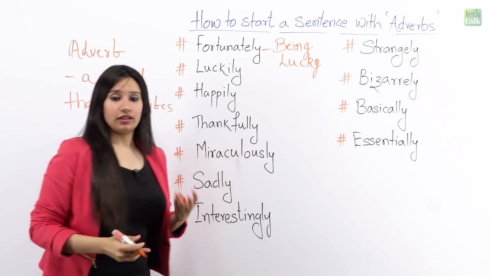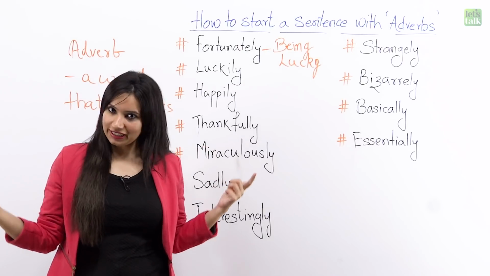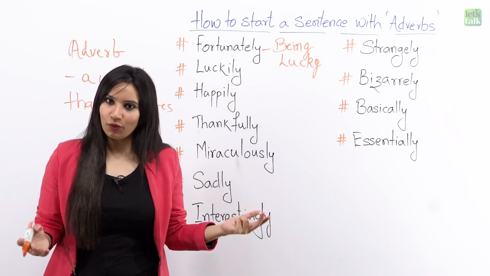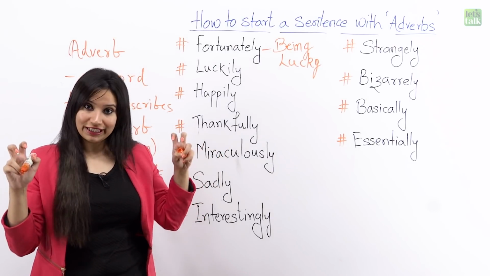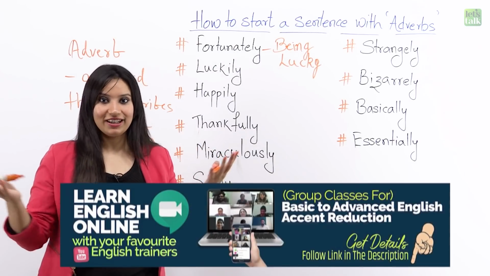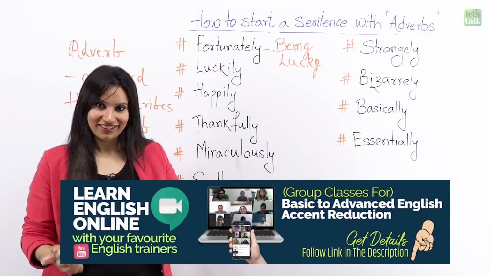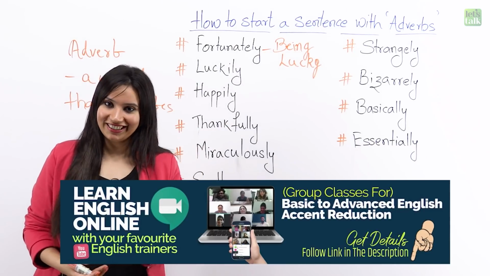So I was very lucky this morning because it has been raining the whole day, but fortunately I was indoors most of the time. So I had no assignment to go out. I was inside my house most of the time. So fortunately I was indoors and I did not have to get drenched in the rain or work in the rain. So this is how you use the adverb fortunately when you're being lucky.